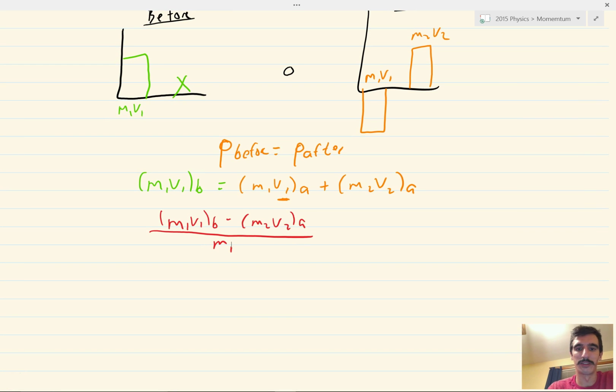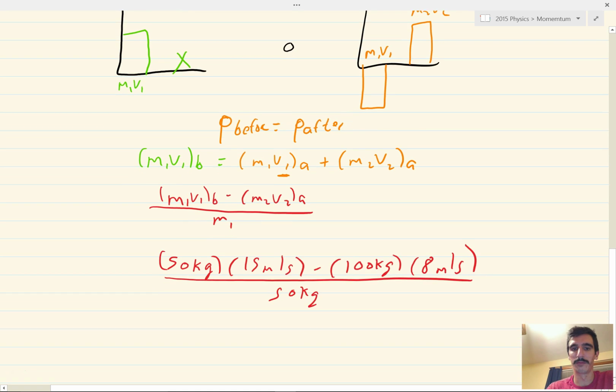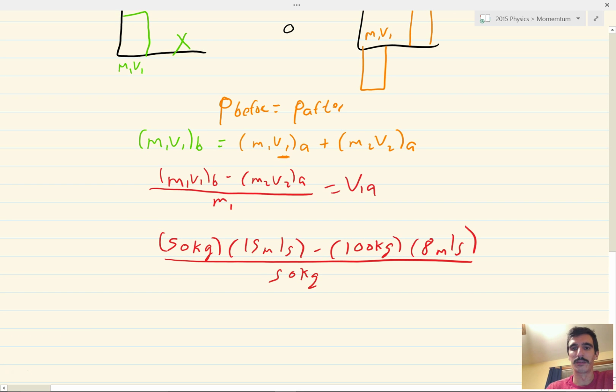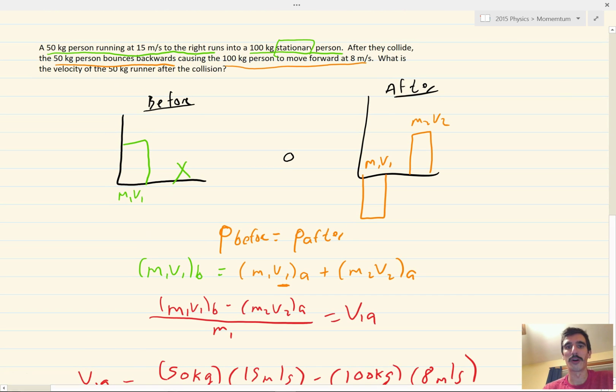Plug and chug. Let's see here. 50 kilograms times 15 meters per second, minus 100 kilograms times 8 meters per second, all over 50 kilograms gives us a velocity. I should have equals V1 after, and we get V1 after is equal to negative 5.6 meters per second. And it should make sense that it's negative 5.6, since from our drawing and our information, the person bounces backwards.